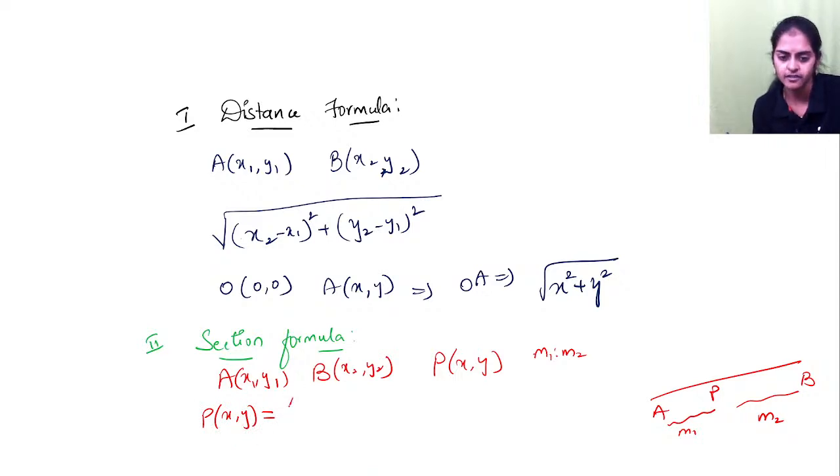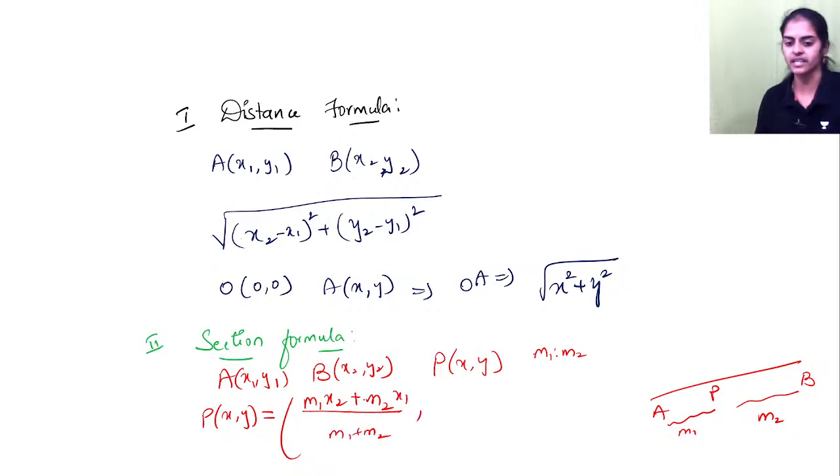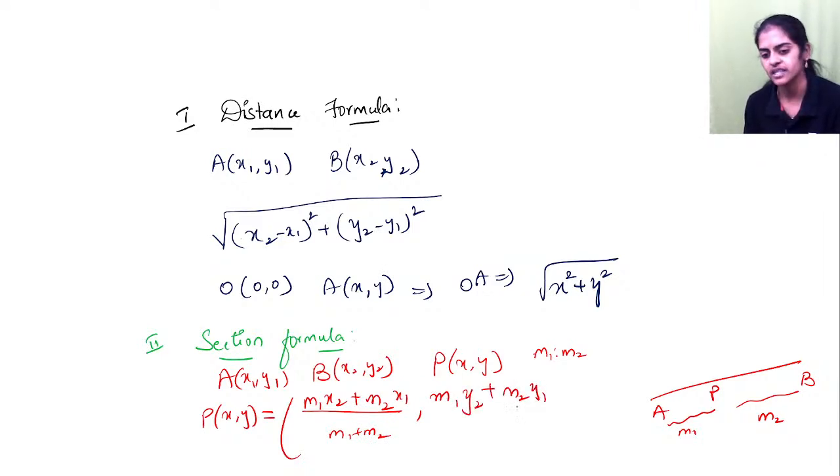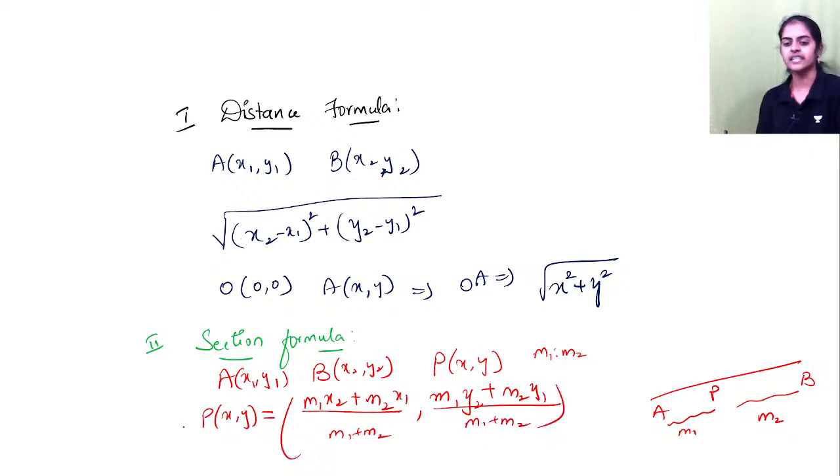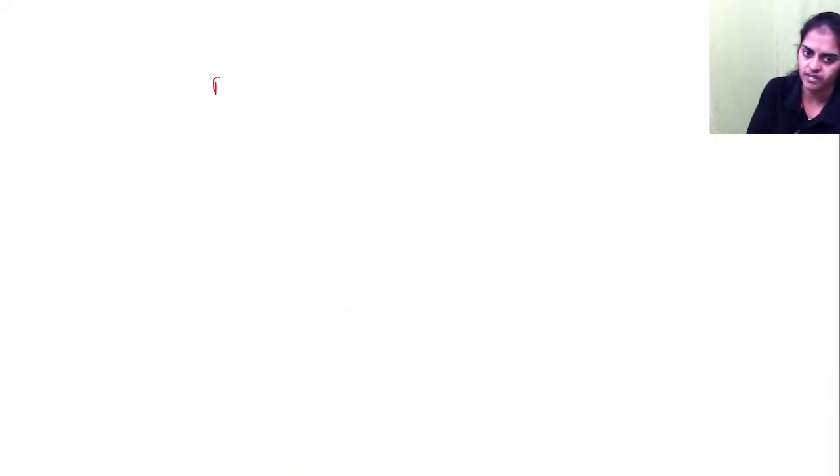You can find it using the formula (m1 x2 plus m2 x1) by (m1 plus m2). Calculating this, you will get the x coordinate. Now for the y coordinate, this x2 you will write as y2. So (m1 y2 plus m2 y1) by (m1 plus m2). Clear, people? Yes.